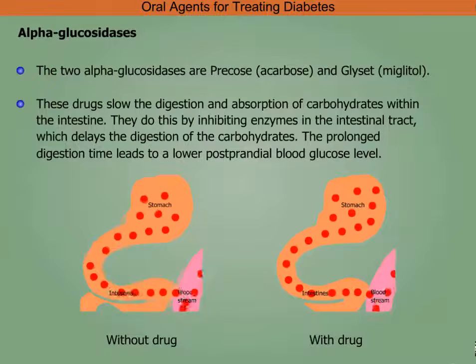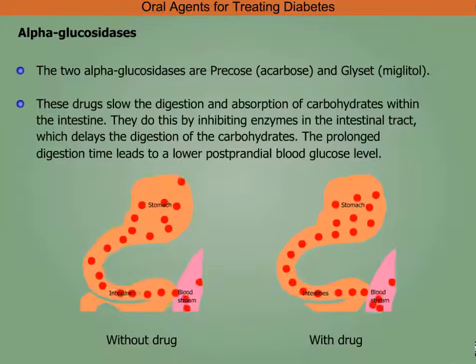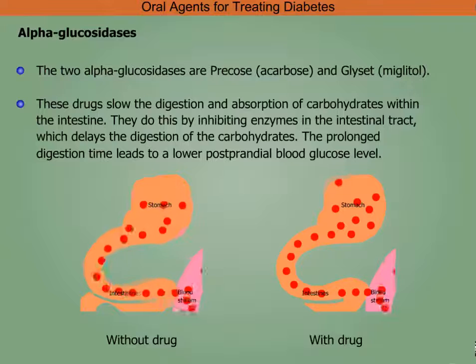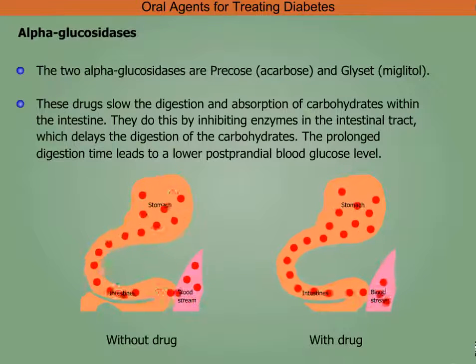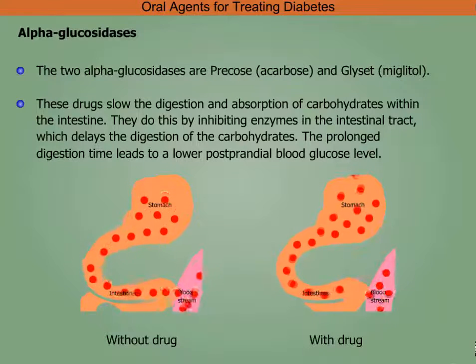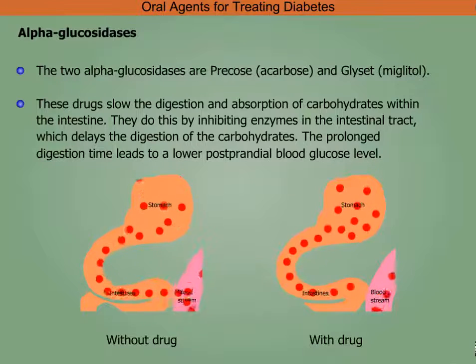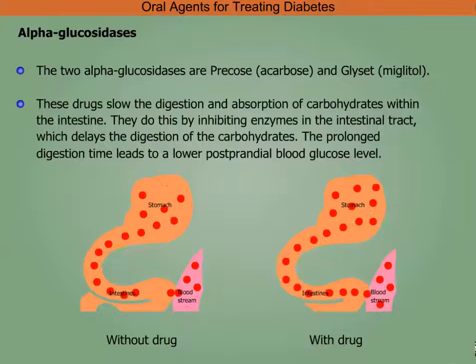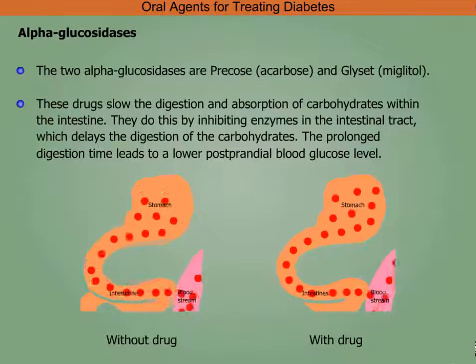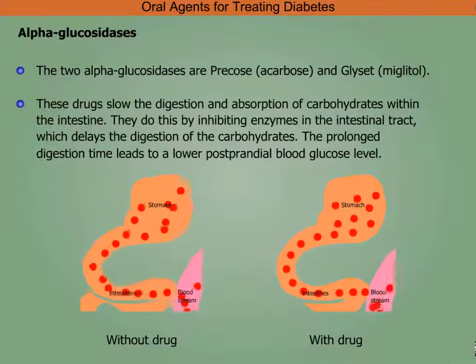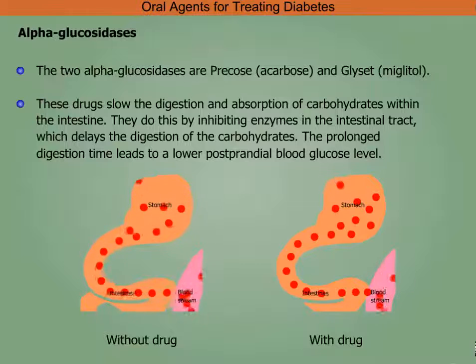Alpha-glucosidases. The 2 alpha-glucosidases are Precose and Glyset. These drugs slow the digestion and absorption of carbohydrates within the intestine. They do this by inhibiting enzymes in the intestinal tract, which delays the digestion of the carbohydrates. The prolonged digestion time leads to a lower postprandial blood glucose level.